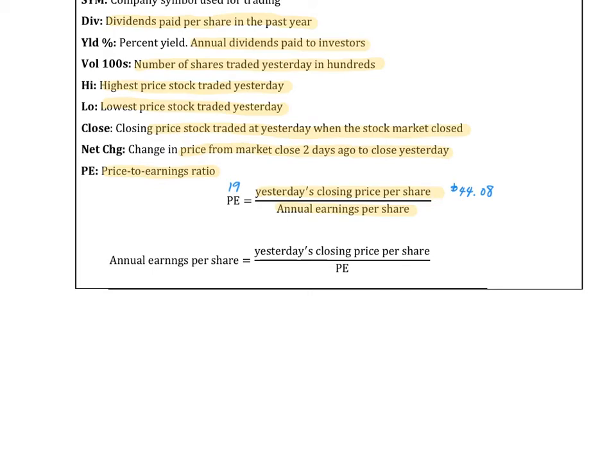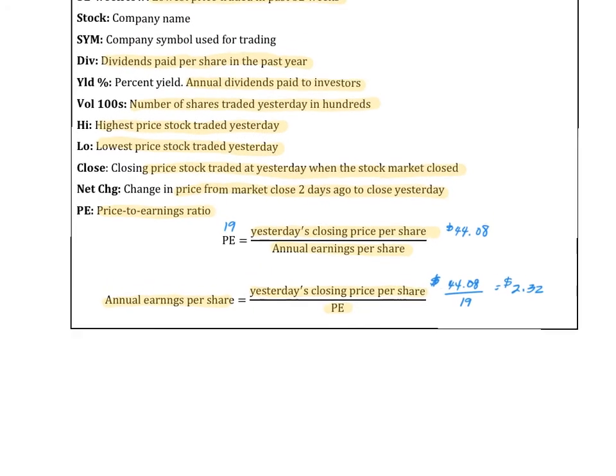So we're going to take that PE formula and we're going to solve it for the annual earnings per share. So that would be yesterday's closing divided by the PE. And we have those numbers. So that would be yesterday's closing, which was $44.08, divided by PE was 19. If I put this in my calculator, I get, and this is a dollar amount, $2.32.